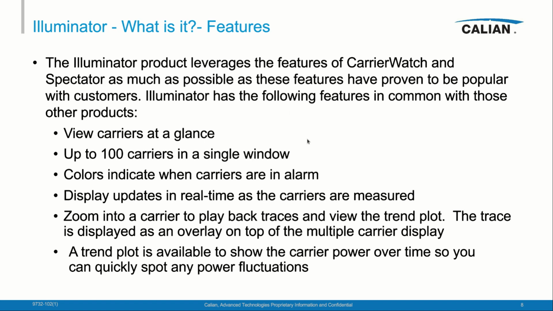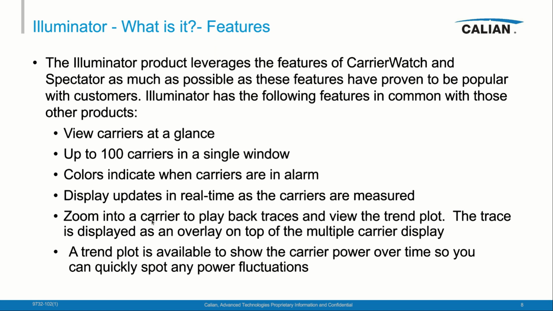The Illuminator product leverages the features of Carrier Watch and Spectator as much as possible, as these features have proven to be popular with customers. Illuminator has the following features in common with those other products. You can view the carriers at a glance. You can see up to 100 carriers in a single window. Color indicates when carriers are in alarm. The display updates in real time as the carriers are measured.